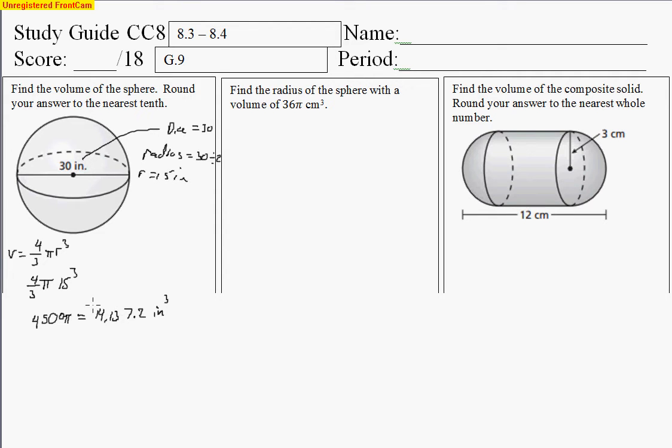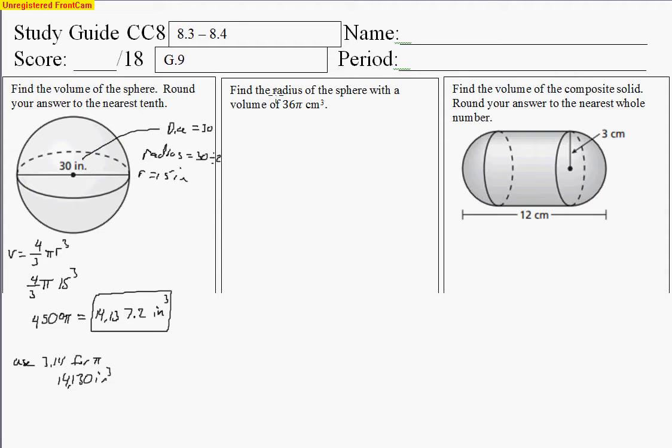So 14,137 and 2/10 inches to the third power. If you use 3.14 for pi, then we'll end up with a little different answer. We'd end up with 14,130. And that would be the answer that you'd end up seeing there. So either one would be fine. Using the pi button will give you a little bit more accurate answers.